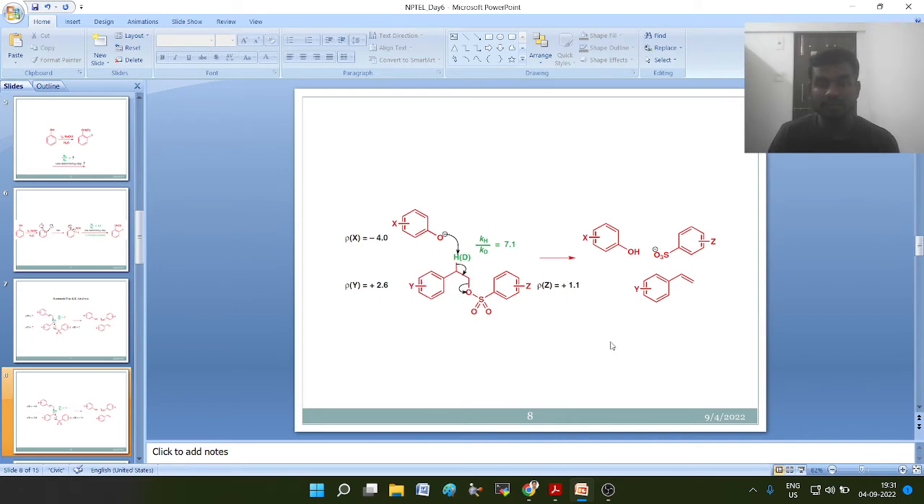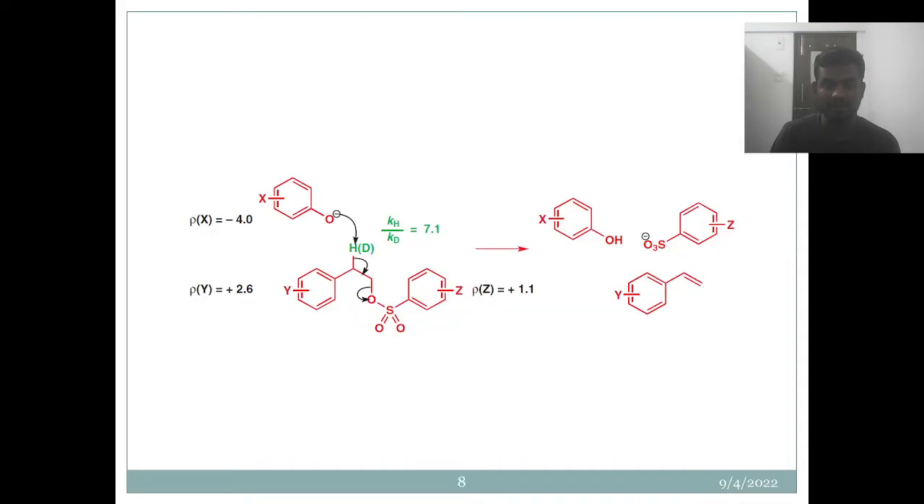So now let me discuss the magnitude of these values. Why it is minus 4 kind of value, why it is plus 2.6, why it is plus 1.1. We got the sign accurately, right? We expected Kh by Kd a little low, but it's very high, 7.1. So this involves the rate determining step, and we can think of a linear symmetric stretch because it is a very high value.